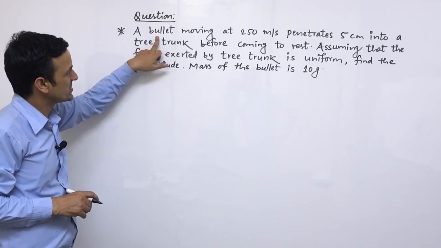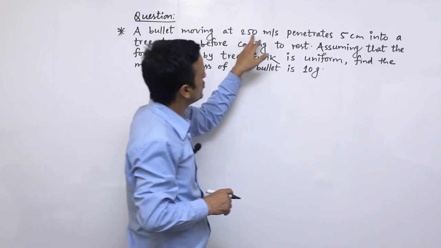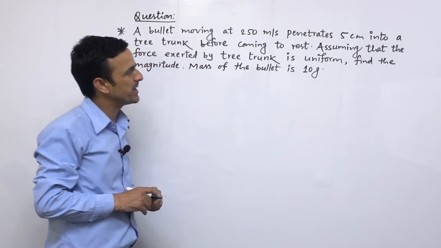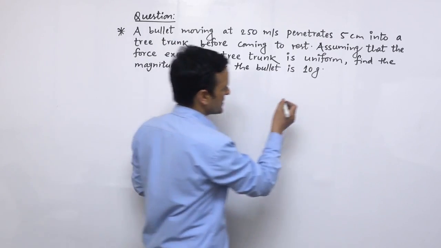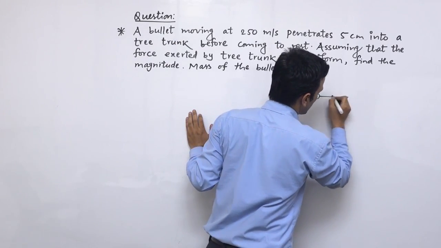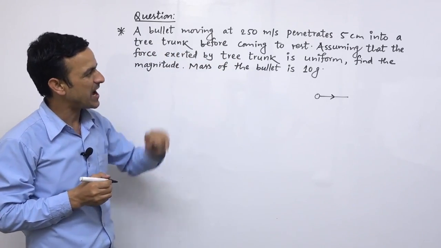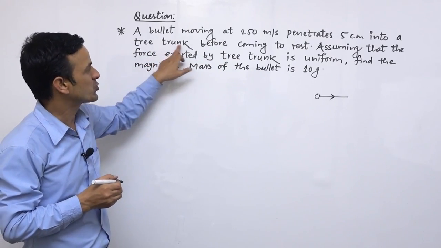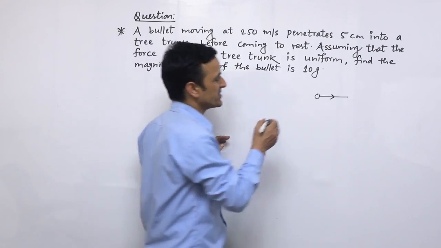Okay, let's see this question. So we have this question now. A bullet moving at 250 meter per second penetrates 5 centimeter. A bullet is moving in this direction, and while moving in this direction it penetrates 5 centimeter into a tree trunk, a wooden log.